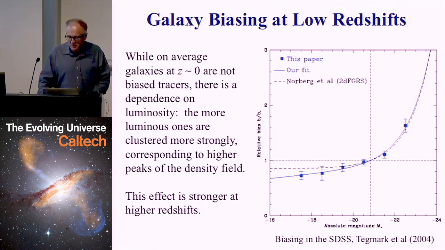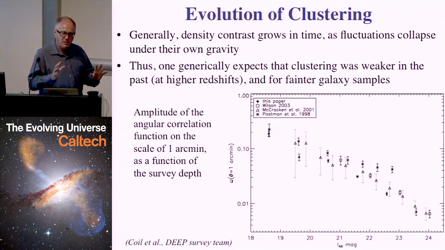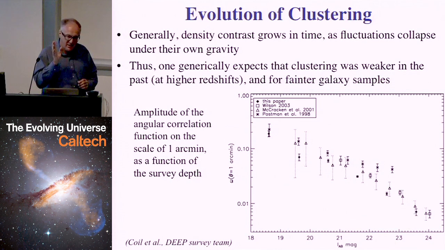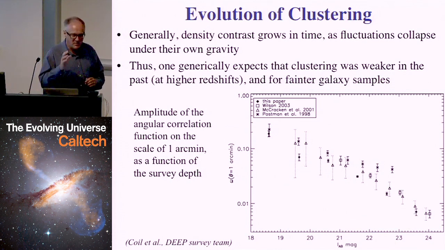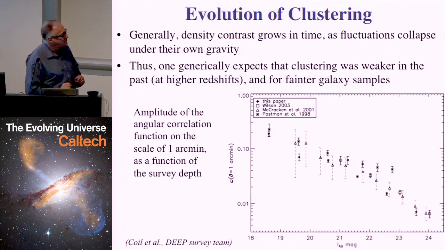Okay, what about evolution in time? Well, generically, you expect that clustering grows stronger in time because the density field slowly collapses upon itself, galaxies and dark halos coagulate and accrete more. So you expect that there is less clustering in the past than there is here now. Right? So you expect weaker clustering at larger distances as you go far away. And sure enough, that is what you see.